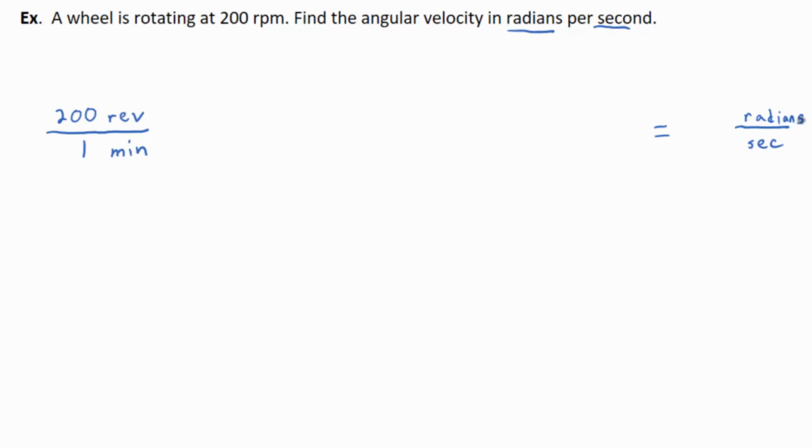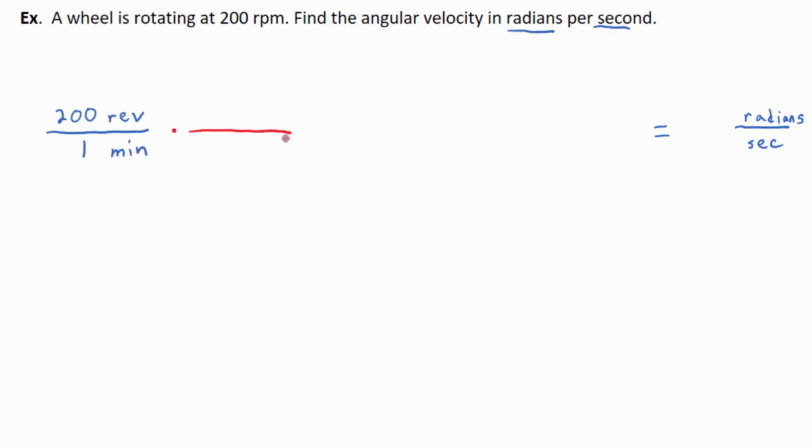So my question to you is, one revolution would be how many radians? 2 pi. There's our conversion factor, but we have to set it up right. We have to get the right thing in the numerator. So we want radian measure in the numerator, right? So here's my first conversion factor.